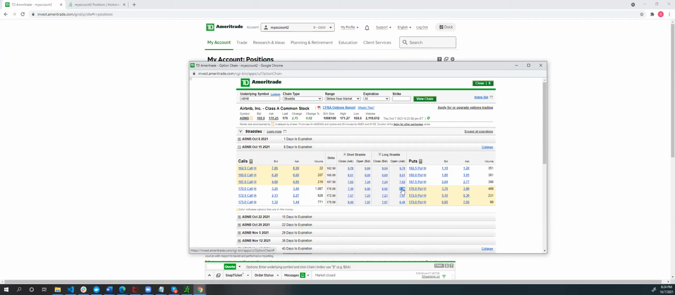So what does that mean, right? If there is a drastic movement of price from 170 to say 165 or 175 or way lower, you're going to make money.